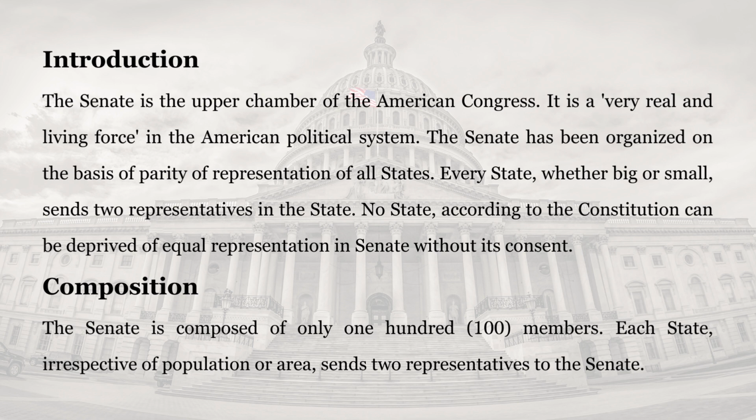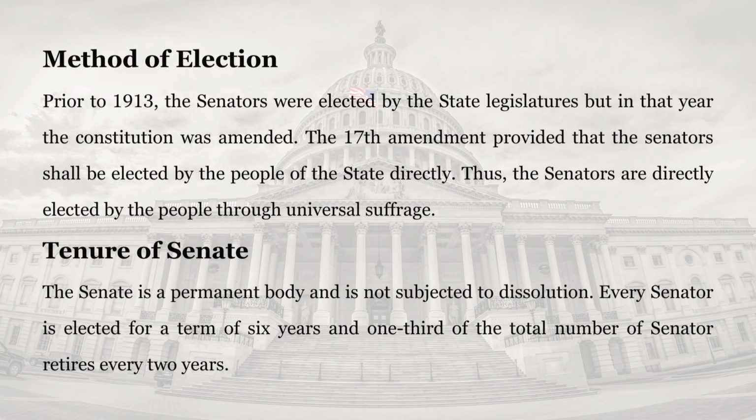Composition. The Senate is composed of only 100 members. Each state, irrespective of population or area, sends 2 representatives to the Senate. Method of election. Prior to 1913, the senators were elected by the state legislatures, but in that year the Constitution was amended. The 17th Amendment provided that the senators shall be elected by the people of the state directly. Thus, the senators are directly elected by the people through universal suffrage.